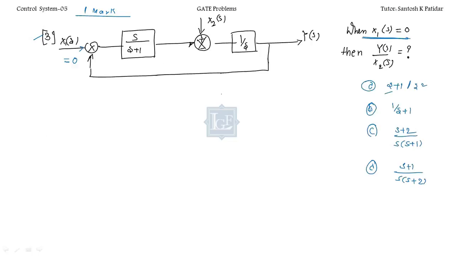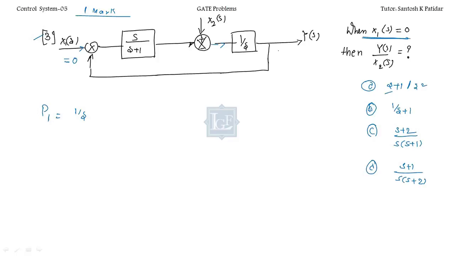Okay, now I'll start. So for the forward path, you have to move from x2 to ys. So forward path p1. The p1 is 1 by s only. Is there any other path? No, we have only one path.